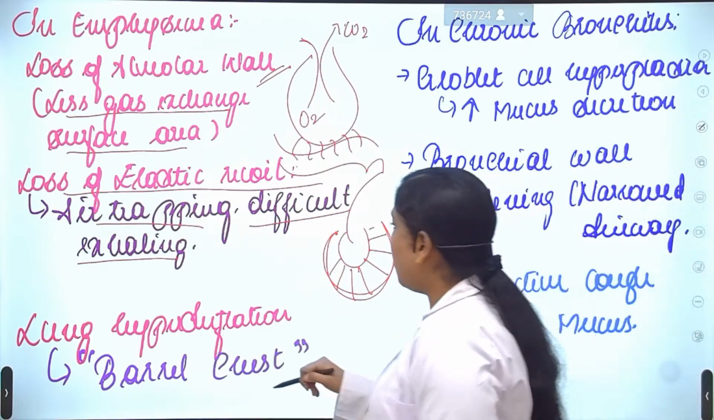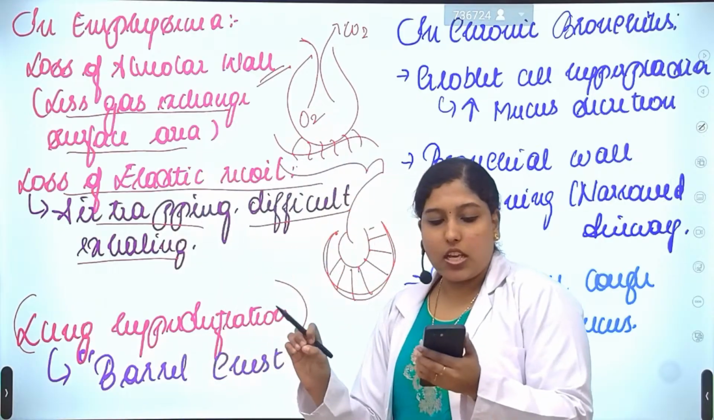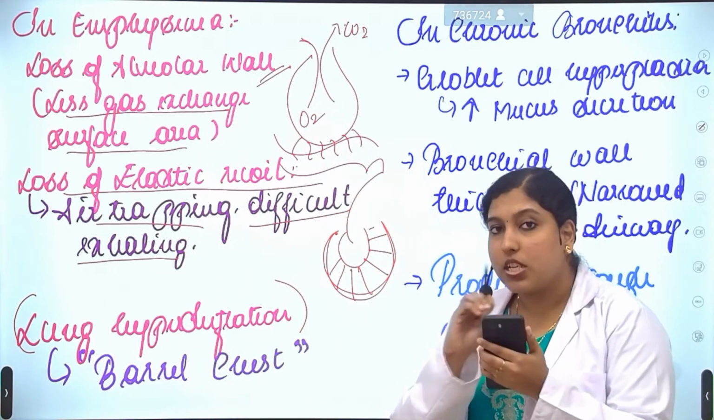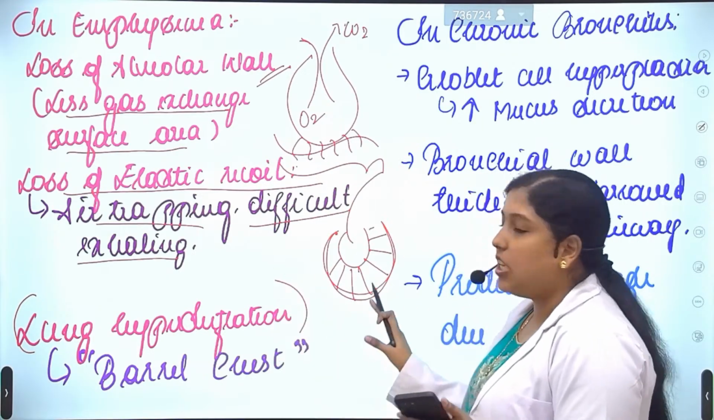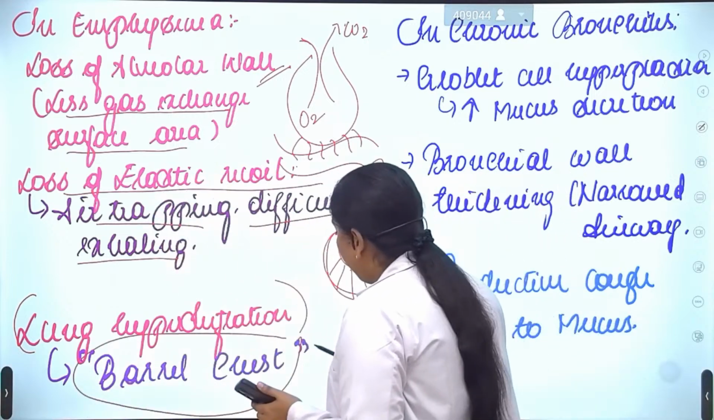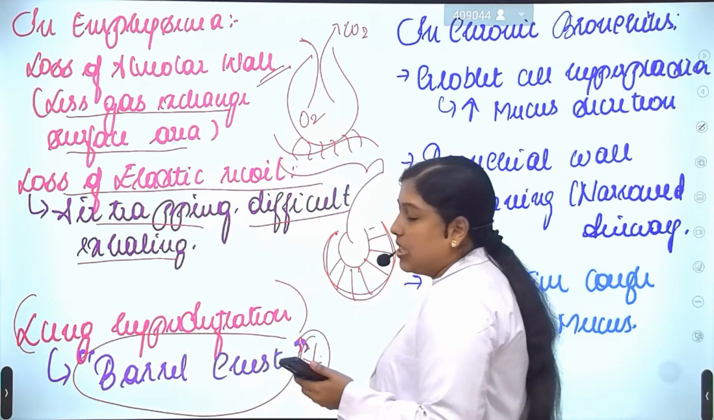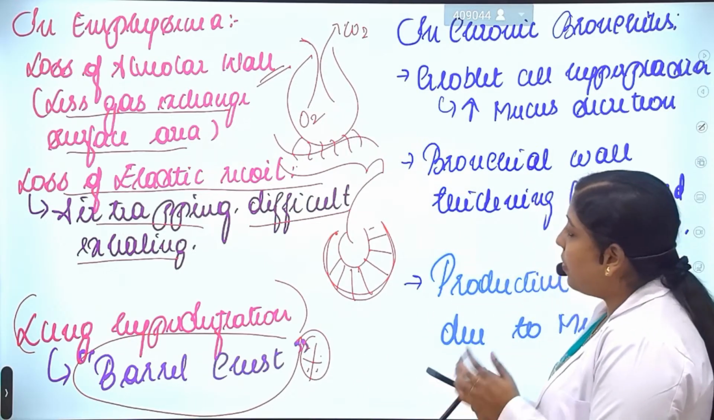Next we have lung hyperinflation. Once every alveoli is losing its elasticity and causing hyperinflation, obviously you will have a clinical symptom of barrel chest, which is a very, very important clinical sign which you have to note.